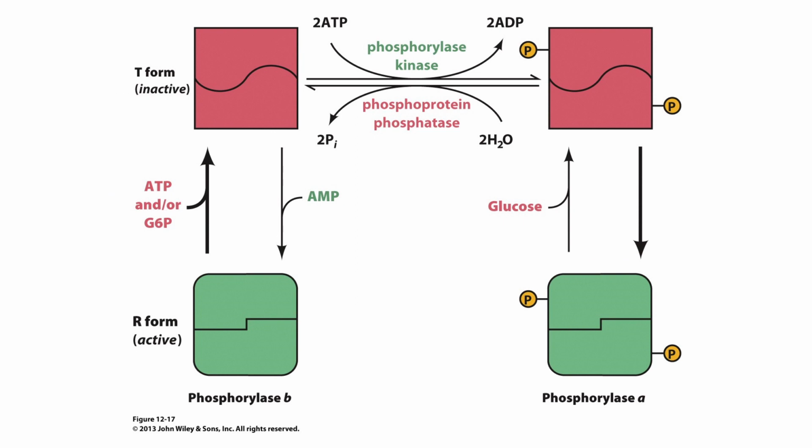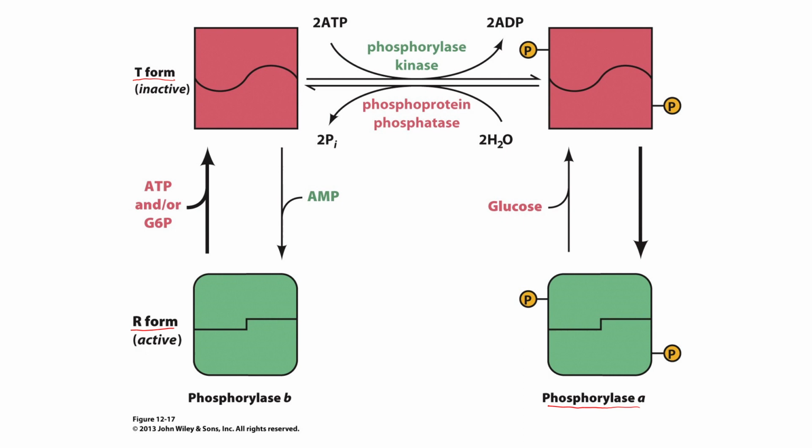So let's start breaking down this diagram. In the top row, we have the T form illustrated. The T form is shown in red, this red square, right? This is where we have this loop that's blocking the active site, and the enzyme is inactivated. On the bottom, we have the R form, which is shown in green, and this is the active form of the enzyme, which is able to bind to its substrate glycogen and start cleaving. On the other hand, aside from the T form and the R form, we have these two states. We have phosphorylase A and phosphorylase B.